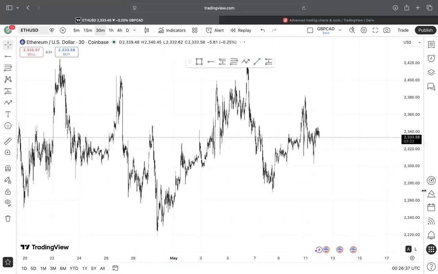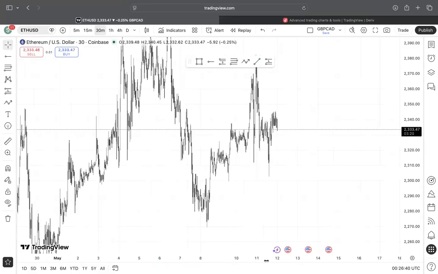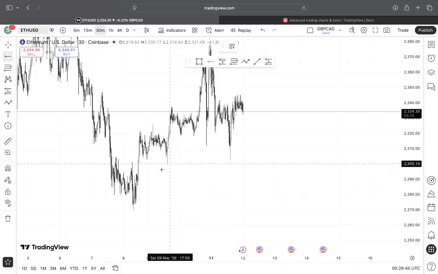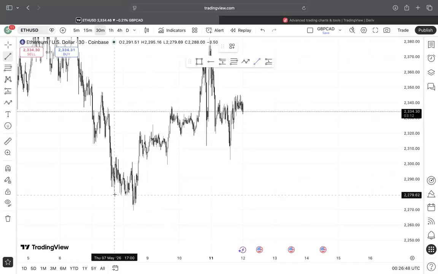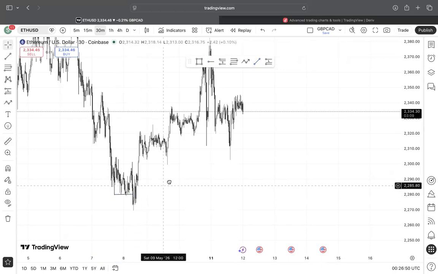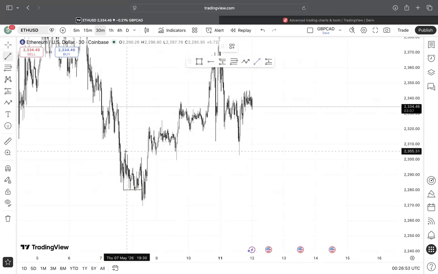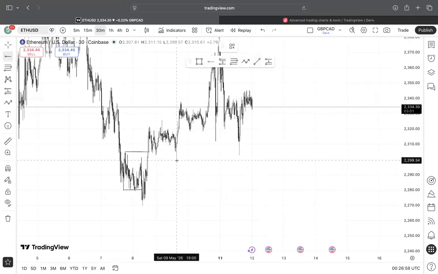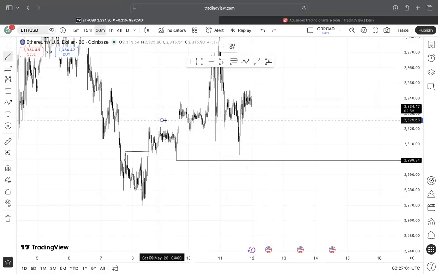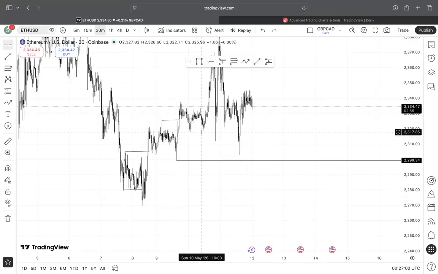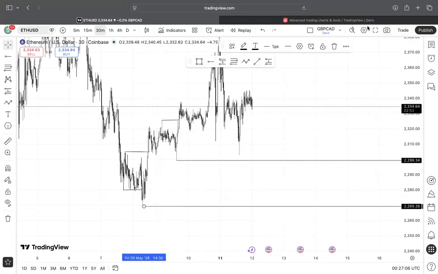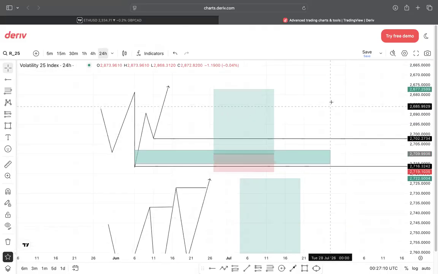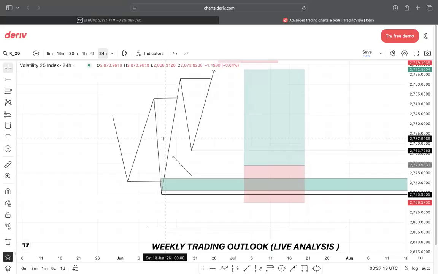Okay. And then we have something here, right? Supposed to be seeing these things very clear now. So this is our sweep, right? And then we have our first break of structure here, right? And then we have structural liquidity, and then we have our second break of structure, which makes this our type A setup, right?